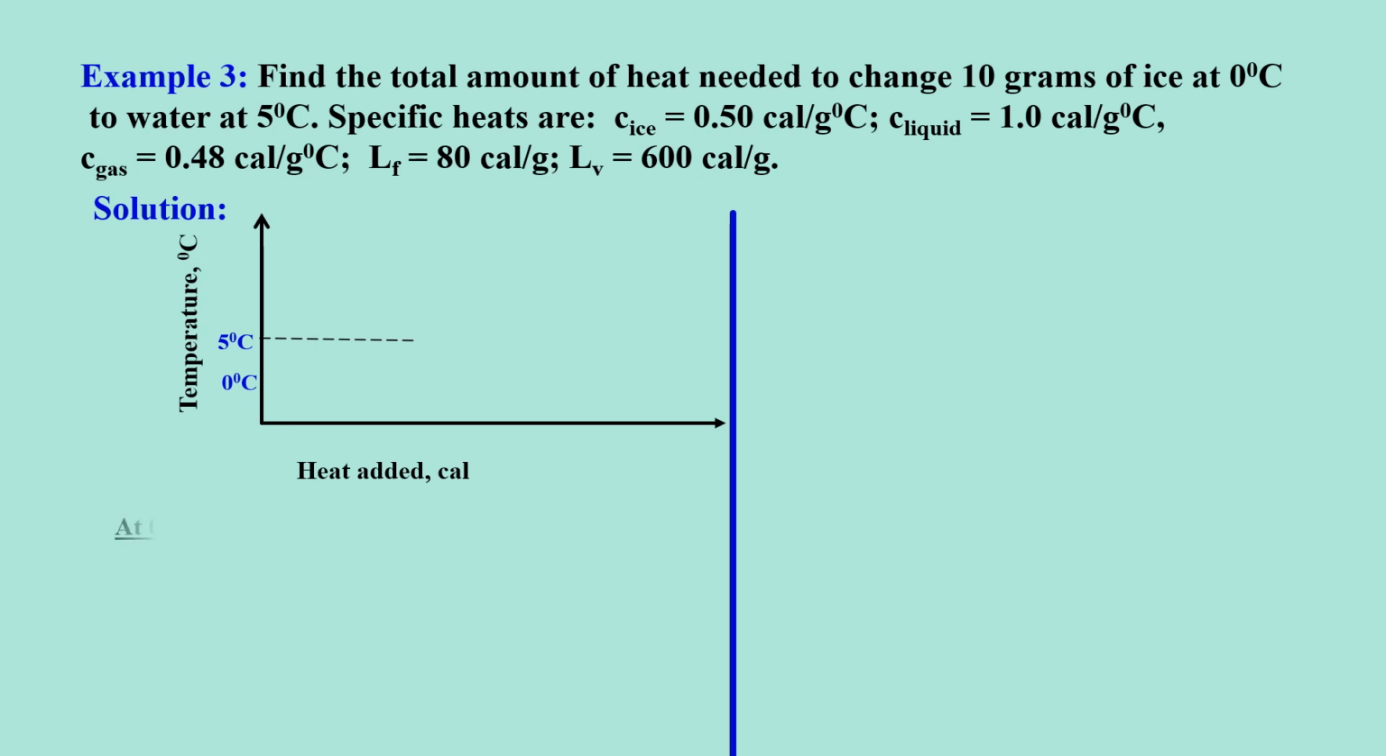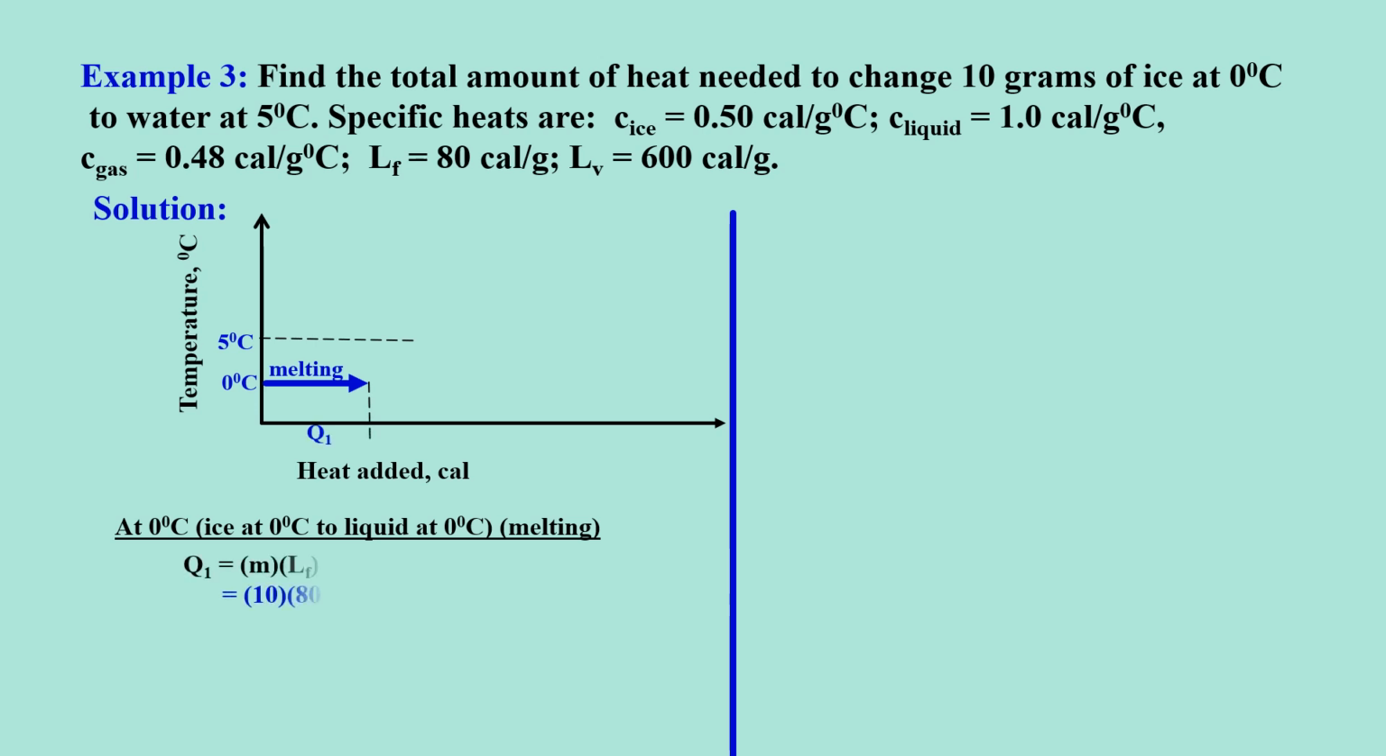So the graph would look like this at 0 degrees Celsius. That is the melting process now. And the heat added is equal to M times LF, which is 10 times 80, or 800 calories.